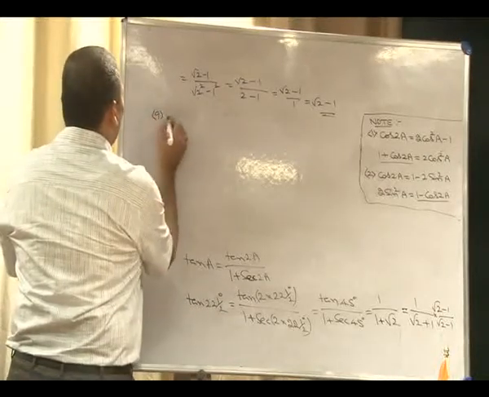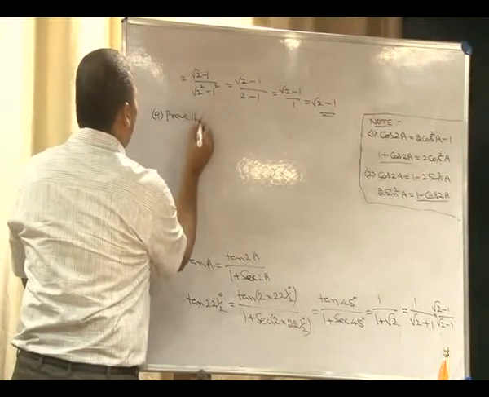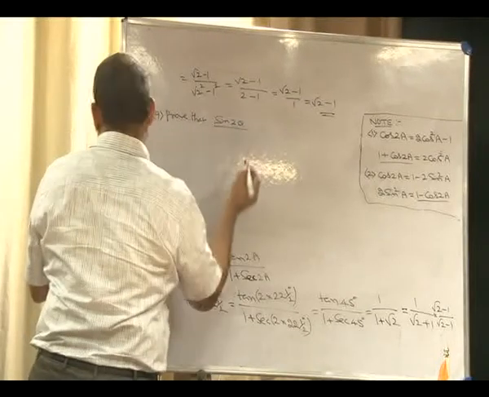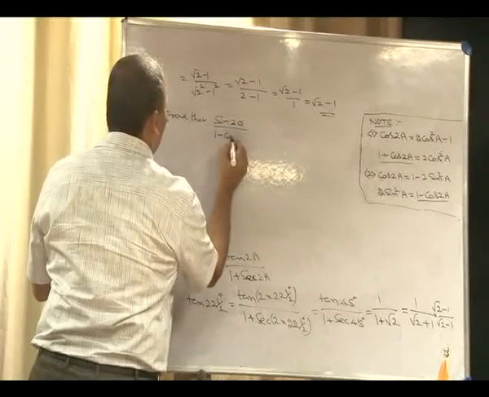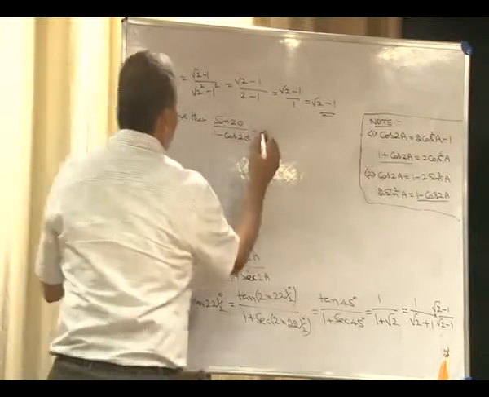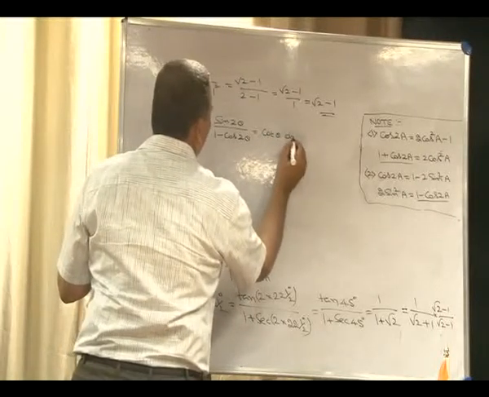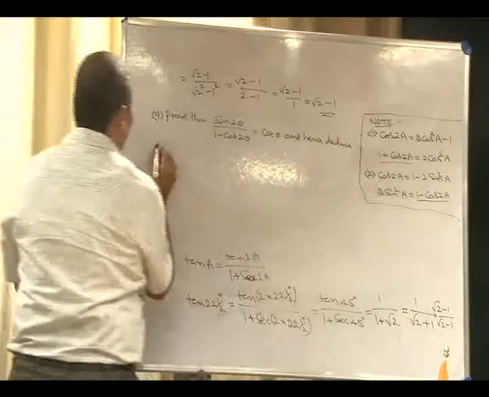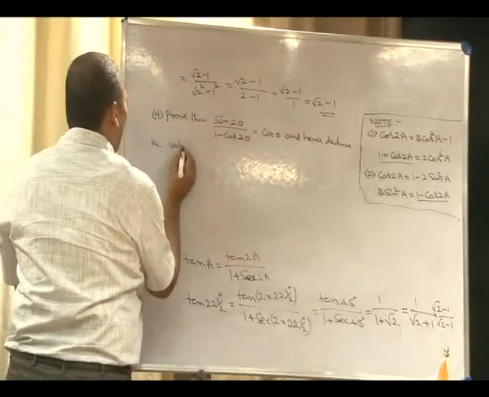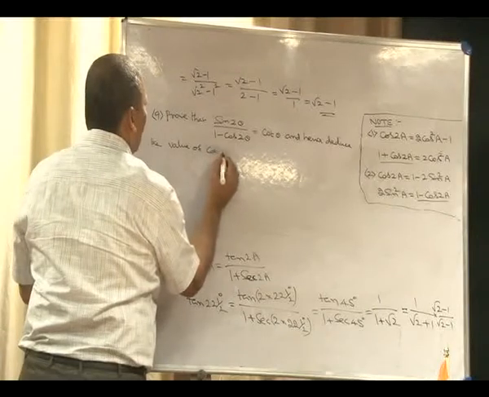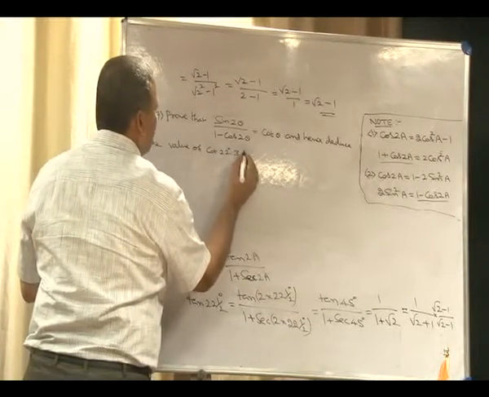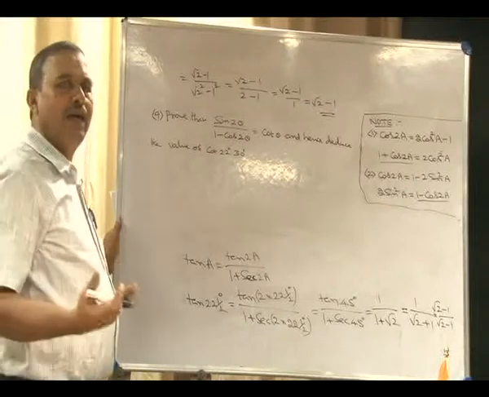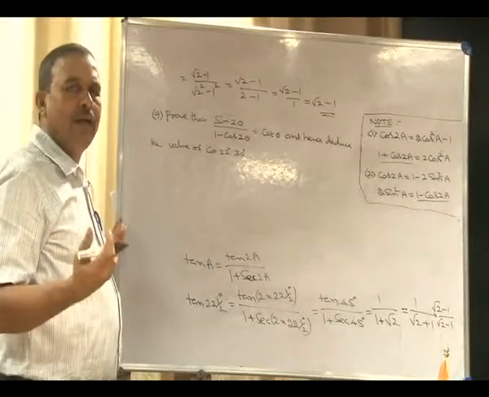The next problem: prove that sin 2 theta by 1 minus cos 2 theta is equal to cot theta, and hence deduce the value of cot 22 degree 30 minutes. 22 degree 30 minutes and 22.5 degree are the same.